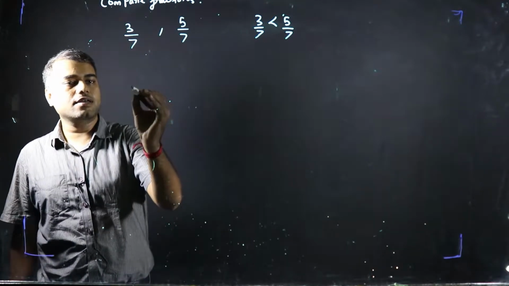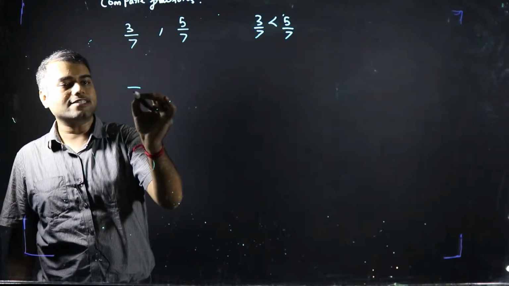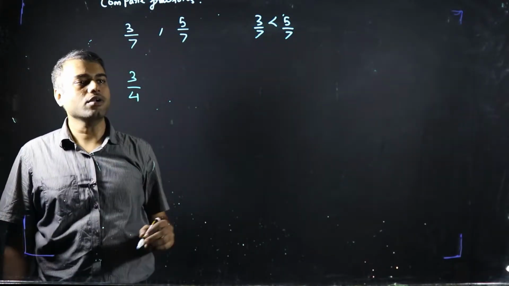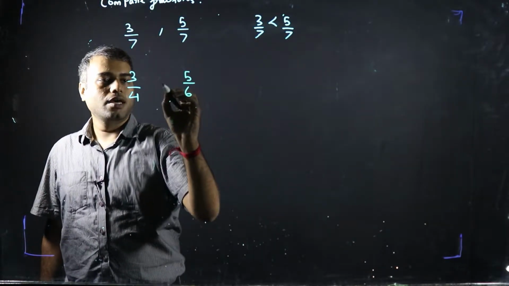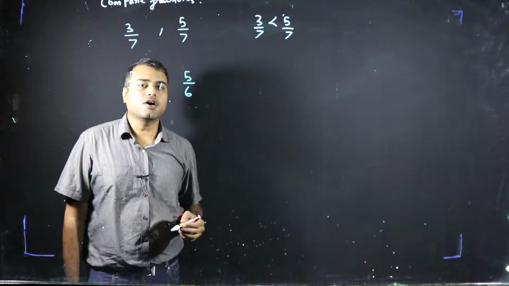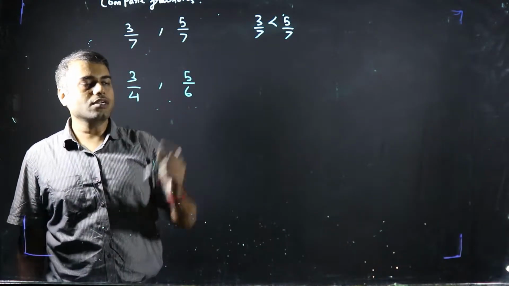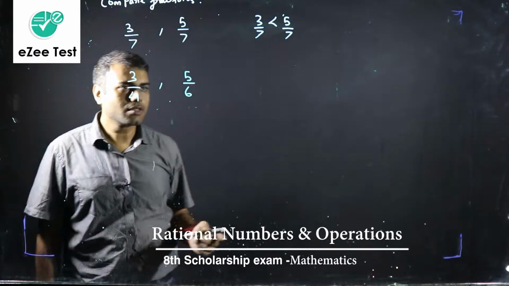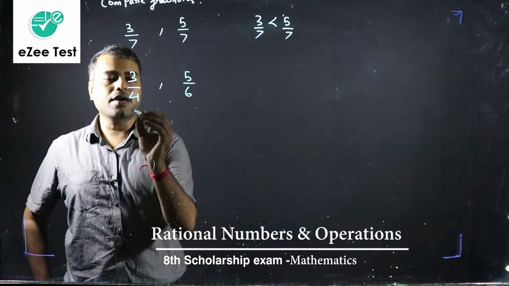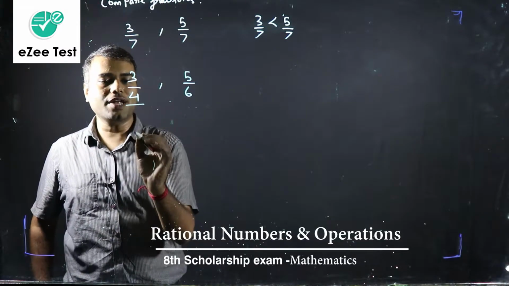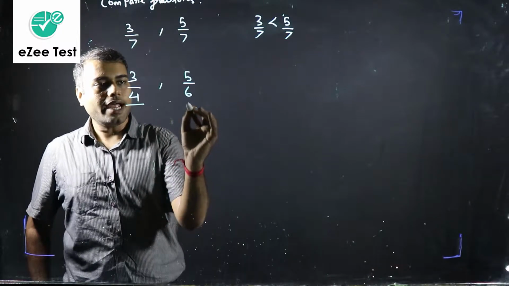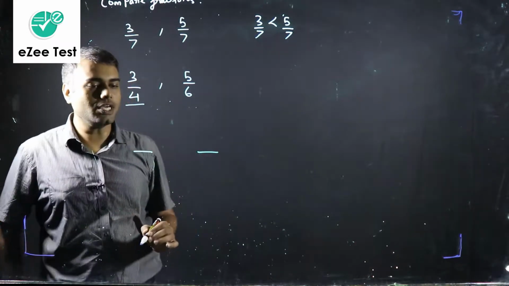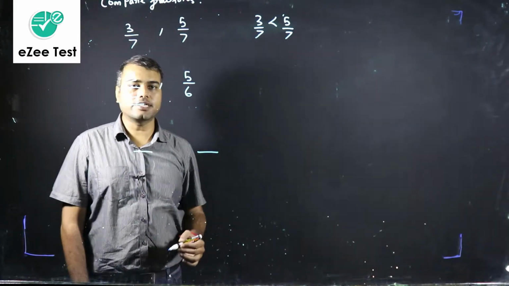But what if the numerators as well as the denominators are both different? Let's take the fractions 3 by 4 and 5 by 6. Now the denominators are different as well as the numerators. How do we compare these two fractions? To do this, we convert this fraction into its equivalent form, and this fraction also into its equivalent form, such that their denominators become equal but the value of the fraction does not change.